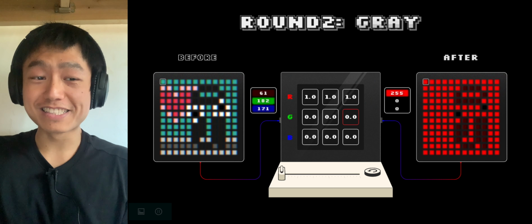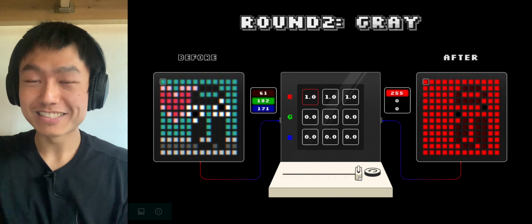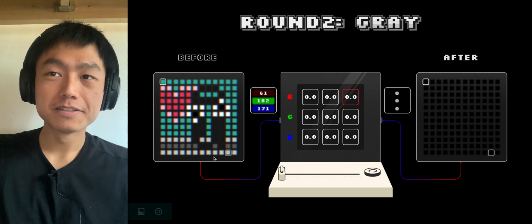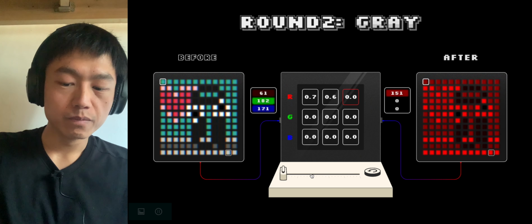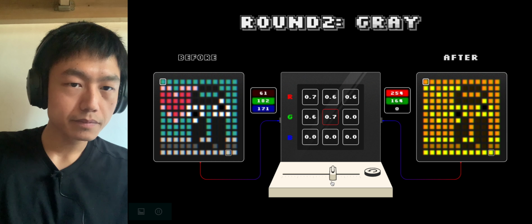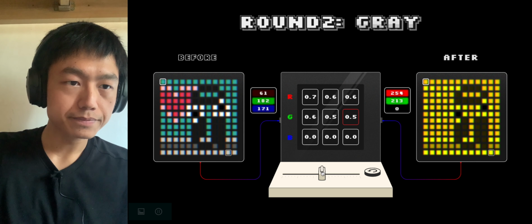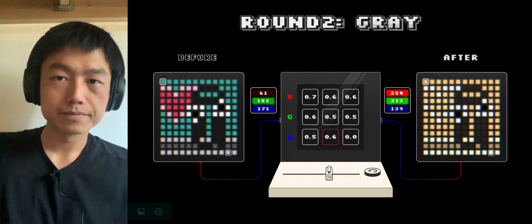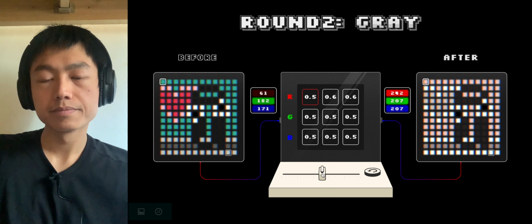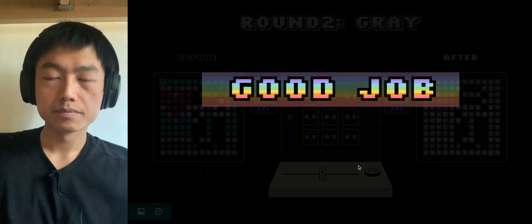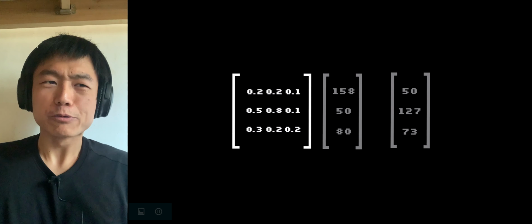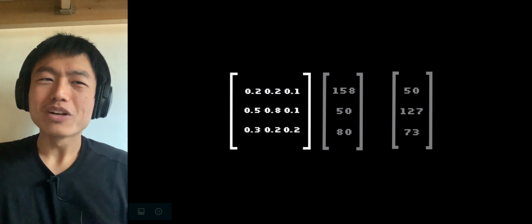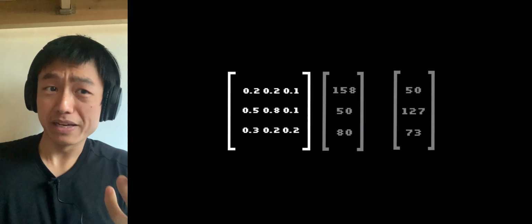Now, let's try to adjust this picture to black and white. In fact, this console is a matrix. A matrix looks like a pile of digits. What exactly do these digits do to the image?